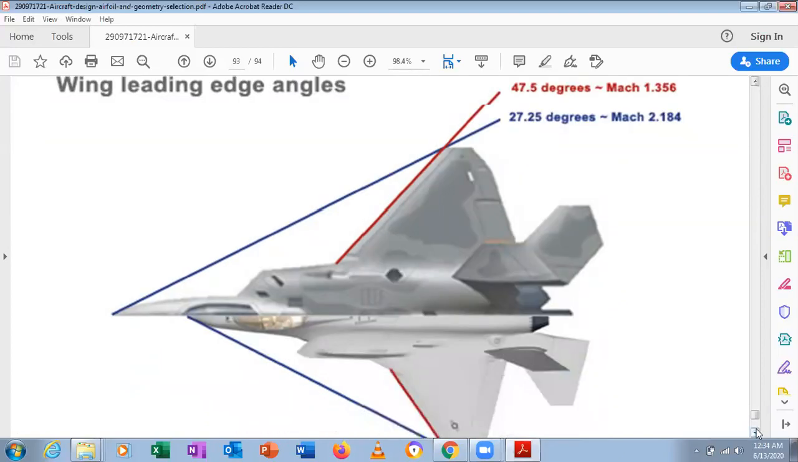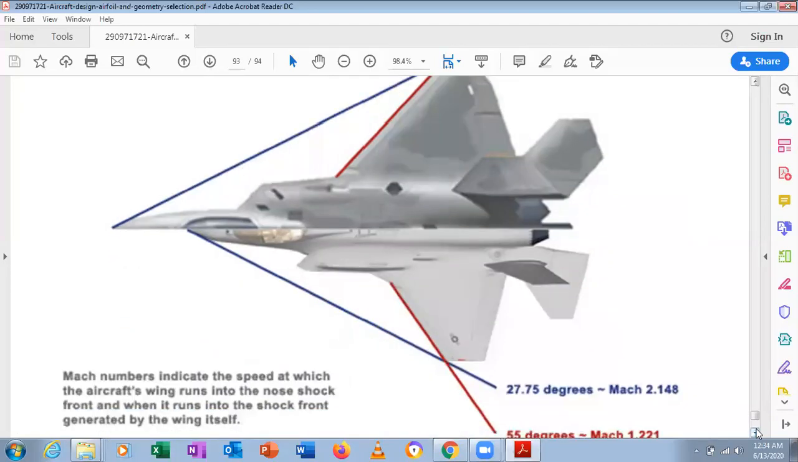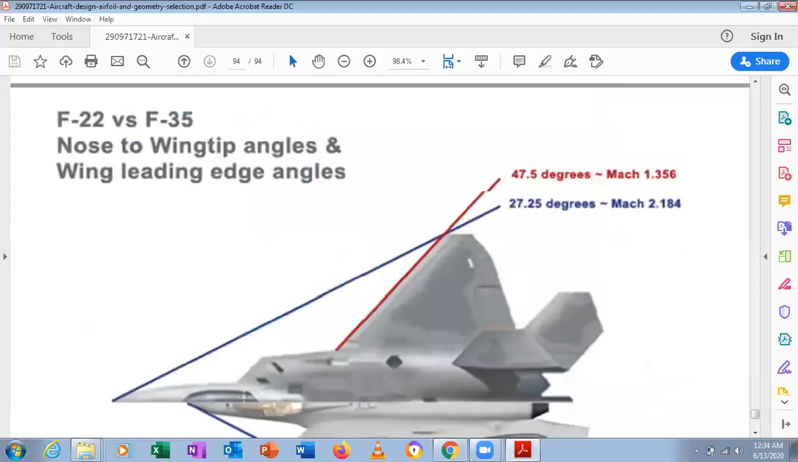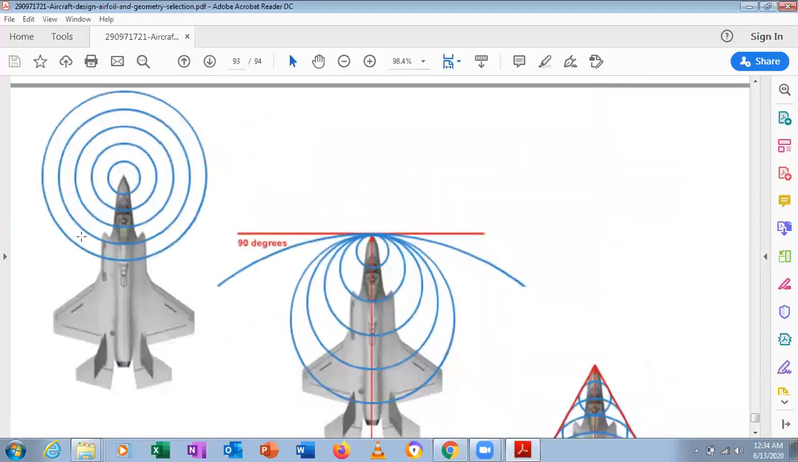You can see here, this is the angle when I'm looking at it. It's a 55-degree angle from this ear to this. Mach numbers indicate the speed at which the aircraft wing runs into the nose shock front generated by the wing itself. You can see this is called a shock. Booms will be formed when it is going at a higher speed, more than the speed of sound. This is the portion where it is 90 degrees. We can see how the booms are forming. Understood? So these are all things that should be known.